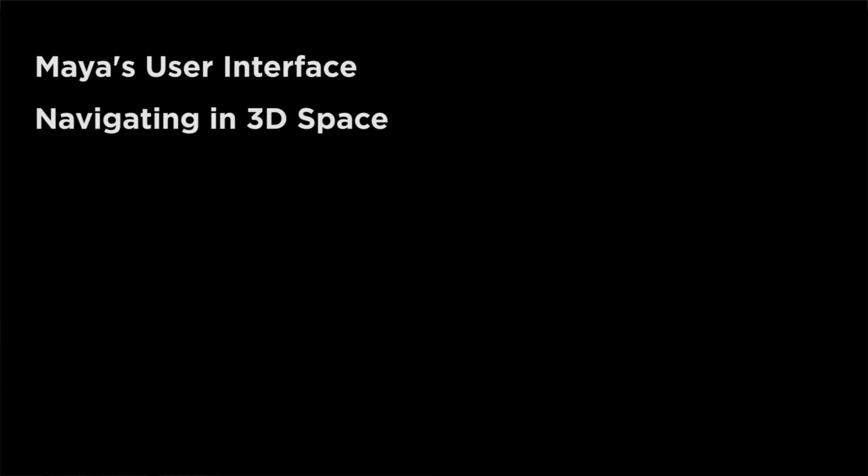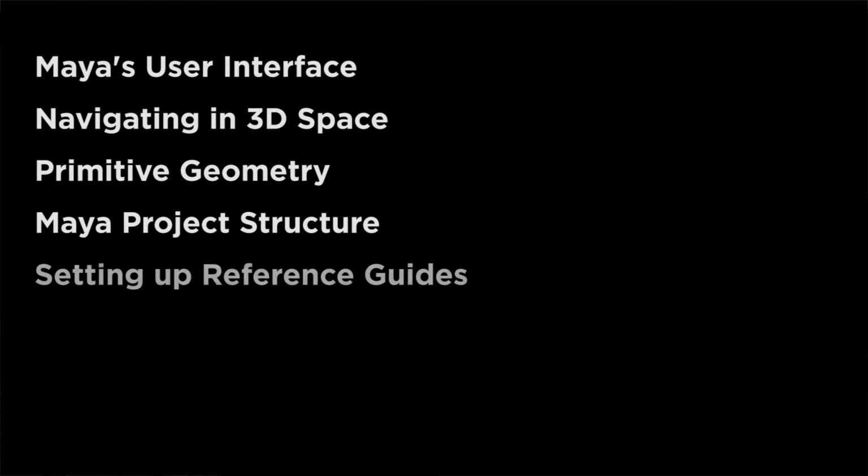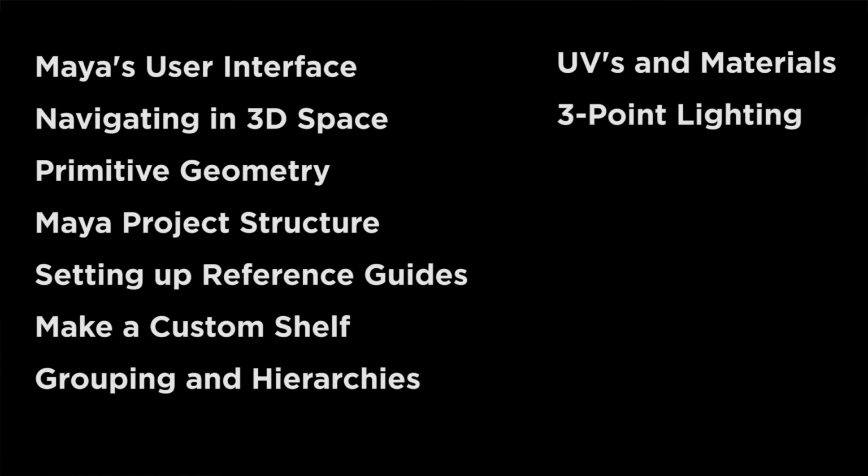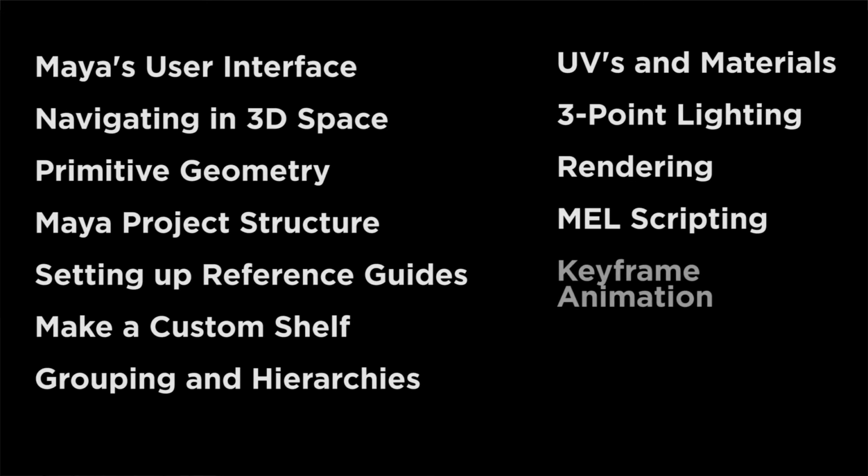We will be covering topics ranging from an overview of Maya's graphical user interface, how to navigate in 3D space, how to work with and manipulate primitive geometry like cubes and spheres, how Maya organizes scenes, files, and folders, how to set up reference images as guides for creating a 3D model, how to set up a shelf with some of the more commonly used polygonal modeling tools, an overview of grouping, parenting, and other relationship hierarchies, an overview of UVs, materials, shaders, and textures, an overview of three-point lighting using point and spotlight, an overview of rendering using Maya's mental ray renderer, an overview of scripting and using the command line, an overview of keyframe animation, and then finally an overview of cleaning up your scene file to get an asset ready for export into Unity.